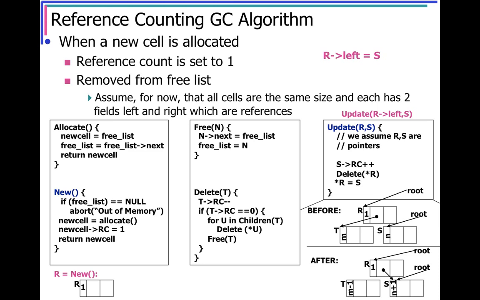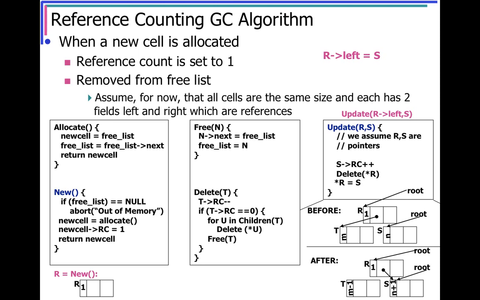When we're done, we return to the caller, which in this case was update. And in this case, we're updating, we invoke the last instruction, which is assigning what R points to S. So that's going to cause the left field of the R object to be assigned to S.